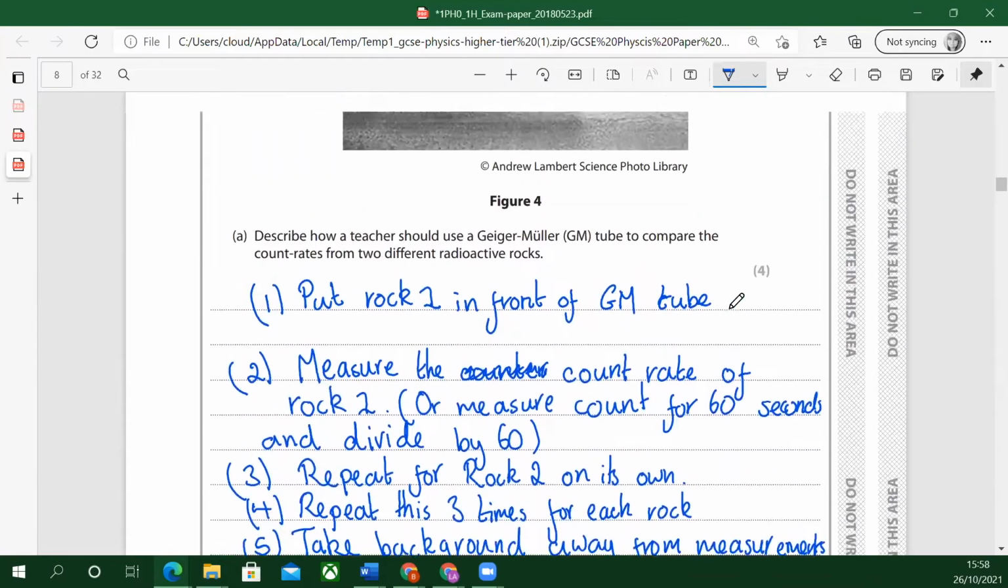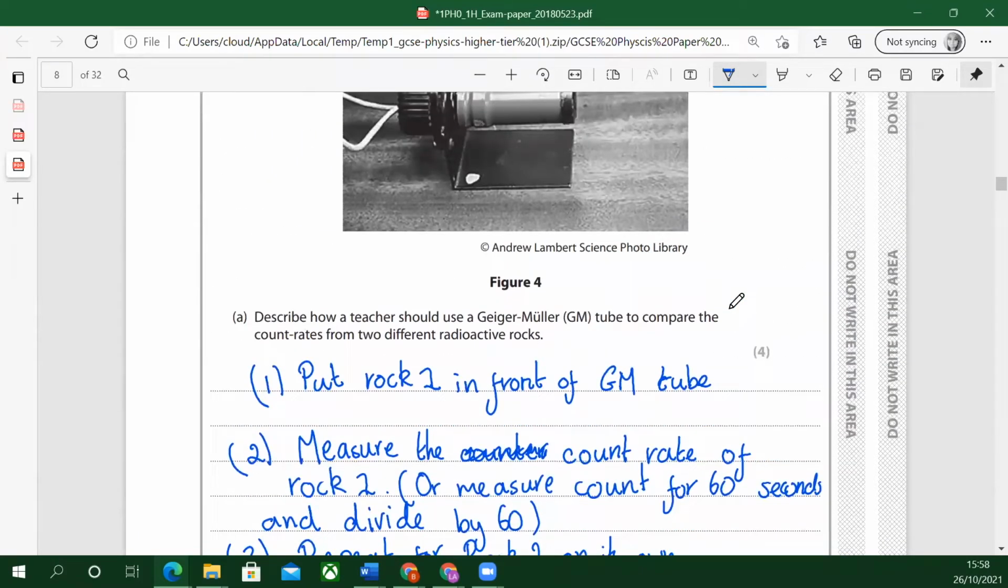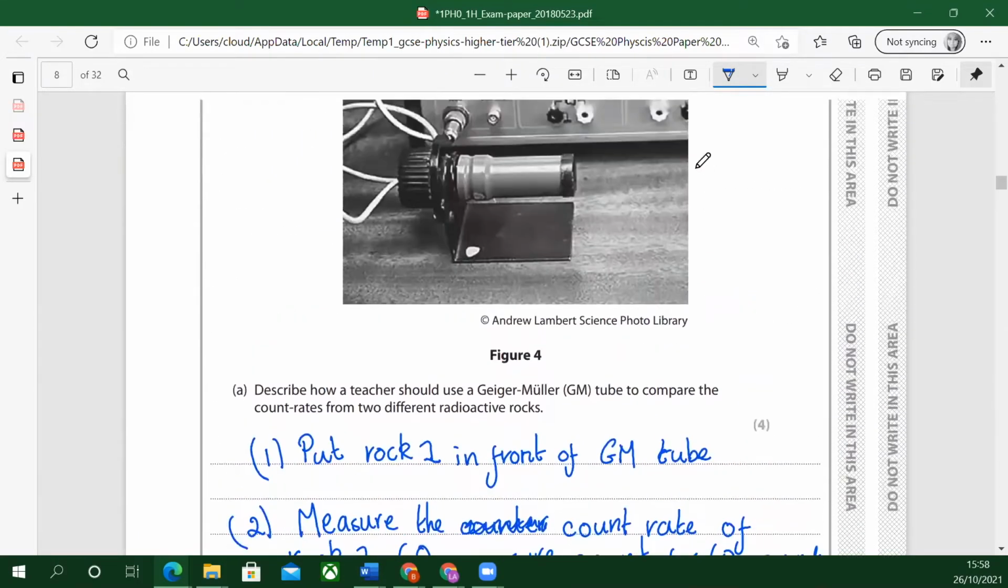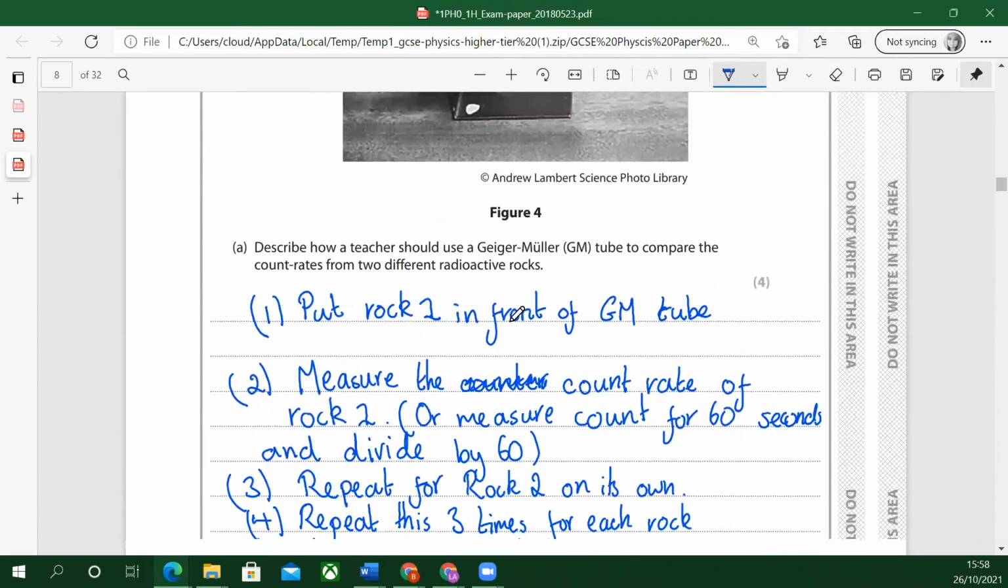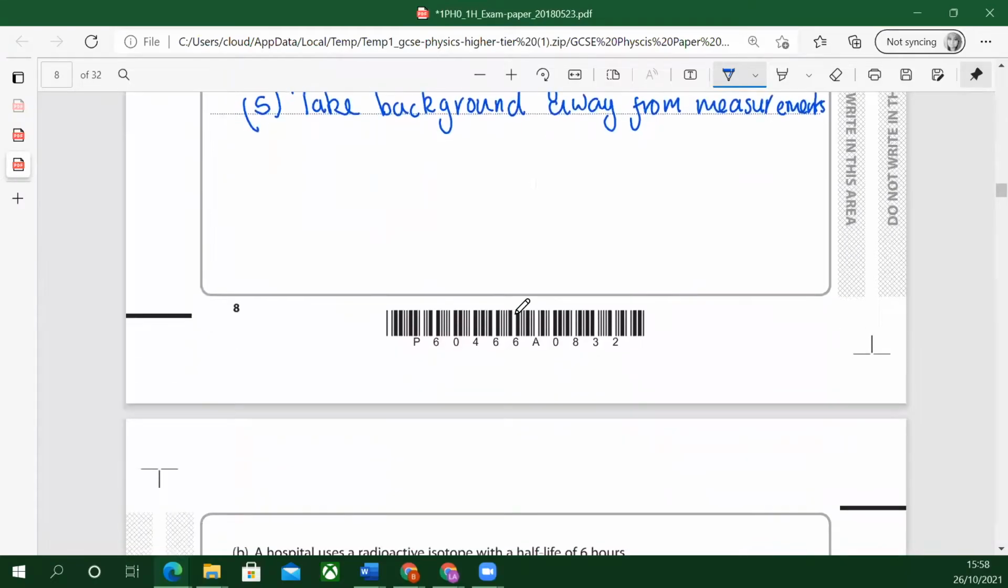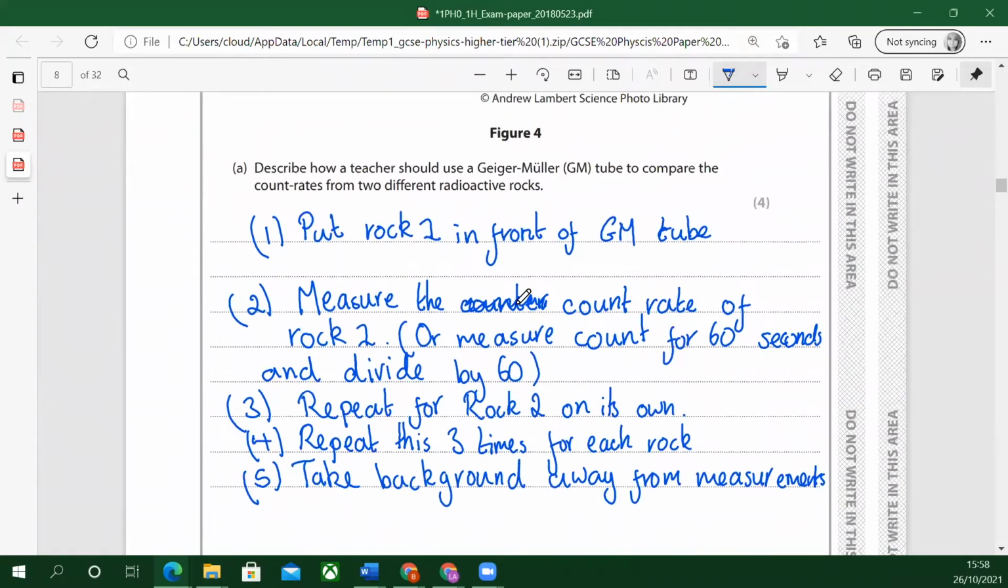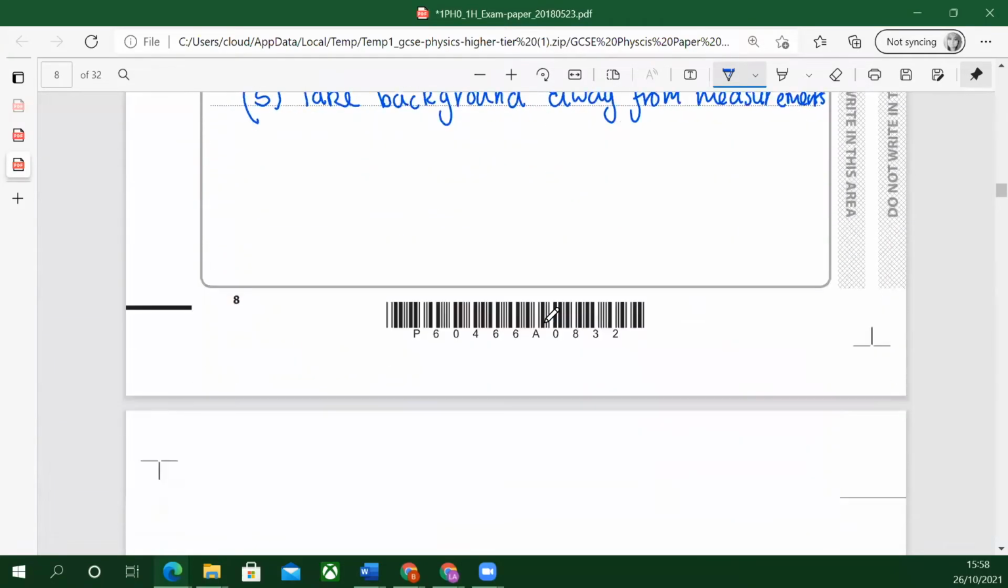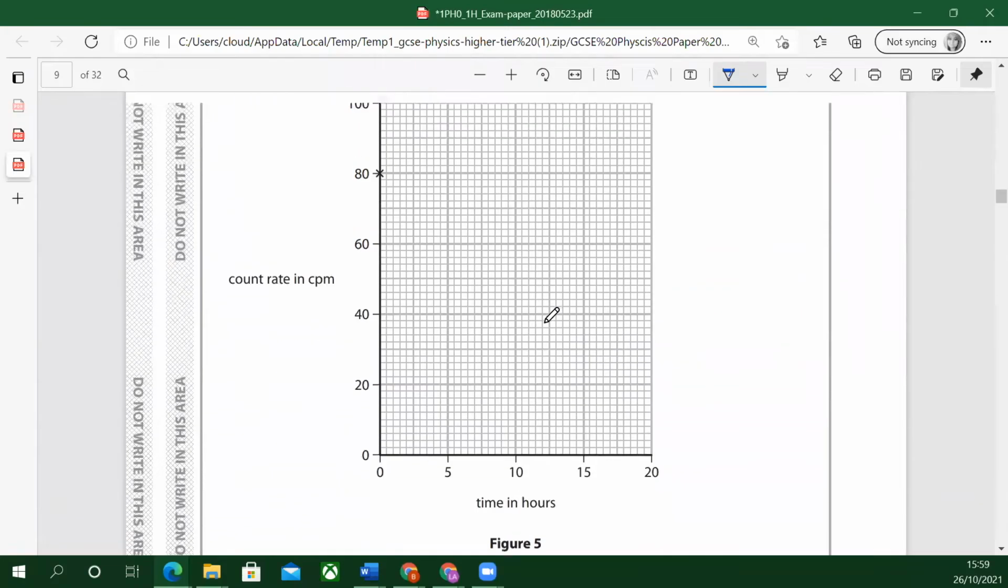So if you need to look up and revise what background radiation is, it's the radiation that's around us. So when you take a measurement, you always need to account for that background radiation. Okay, that'll give you 4 marks. I've written 5 things, but it'll give you 4 marks. So that will make sure to get you the 4 marks there. Okay, let's look at the next question.